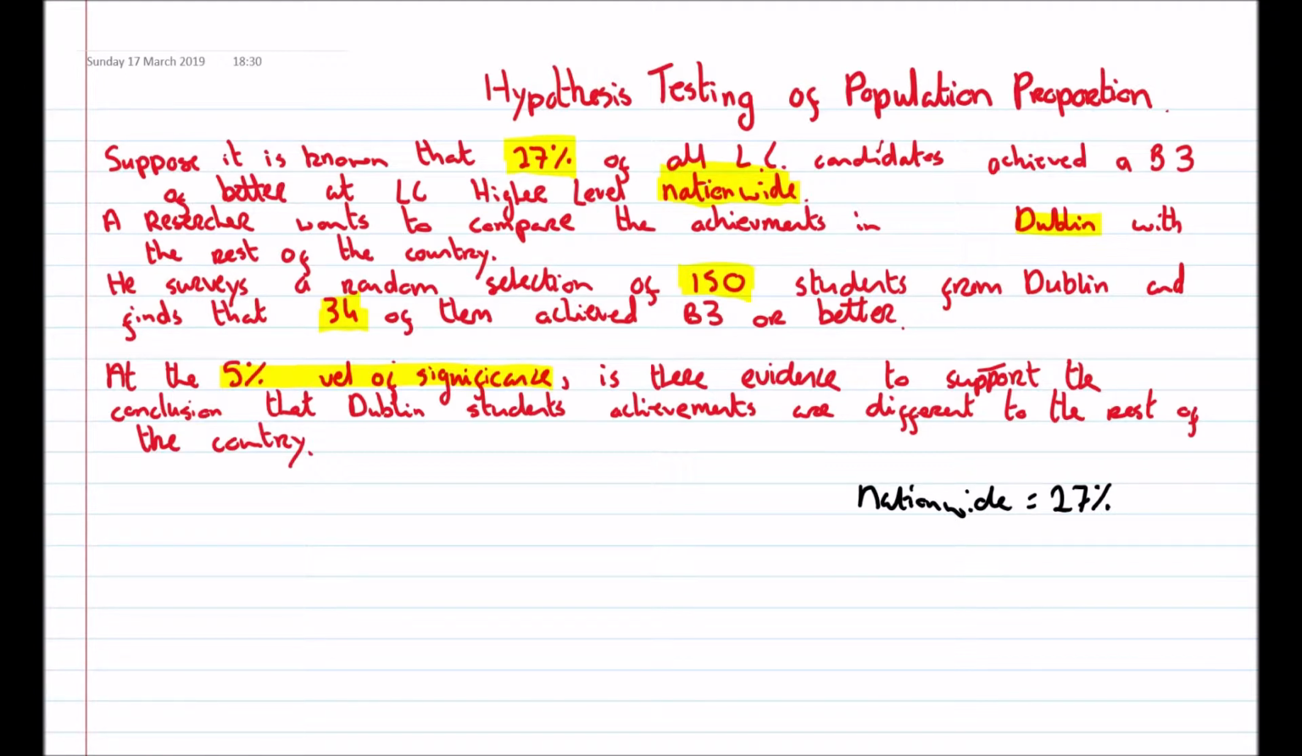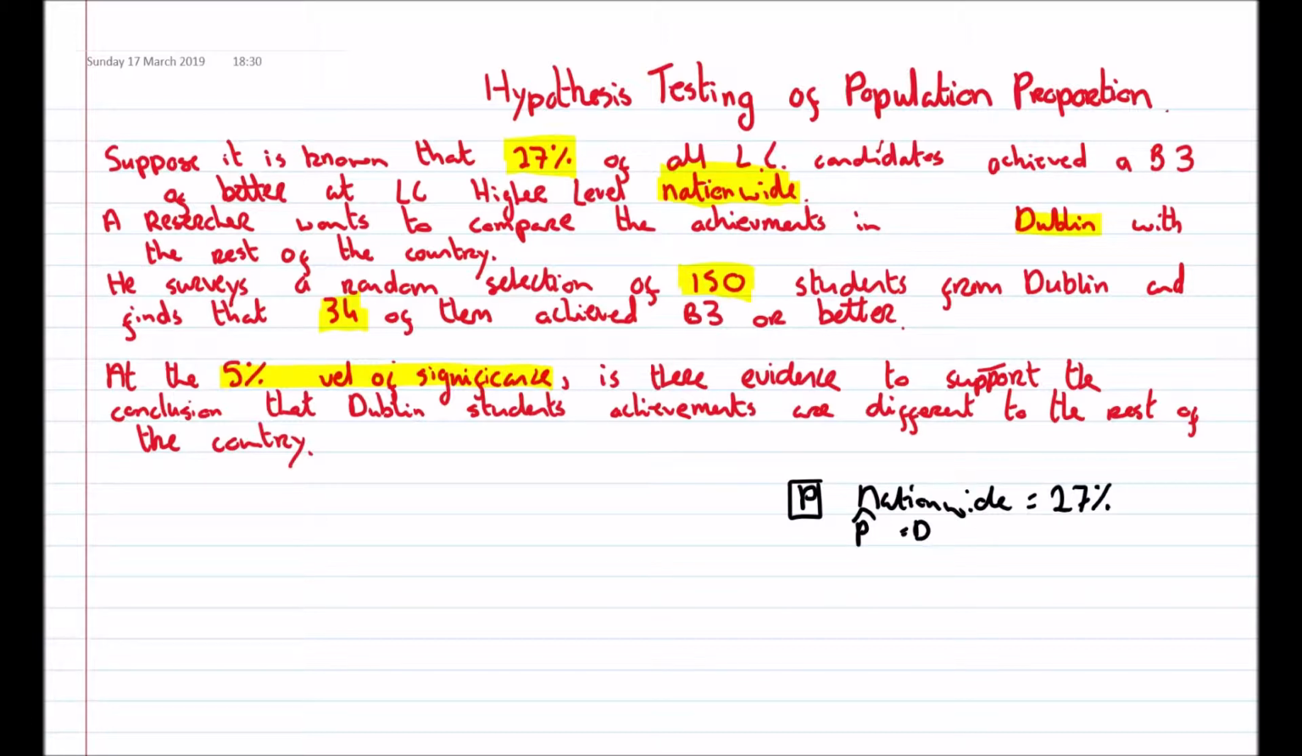A researcher wants to compare the achievements in Dublin with the rest of the country. But he doesn't have the results of Dublin. He doesn't know the whole population of Dublin. So he takes a sample. Okay, so it'll be a sample proportion. This is the actual population, though, because we do have the results of the whole nation. Okay, we just don't have Dublin.